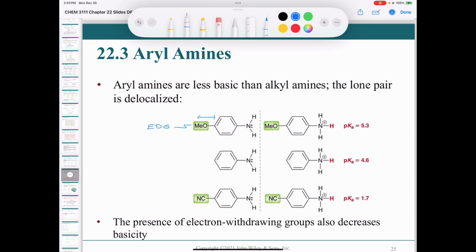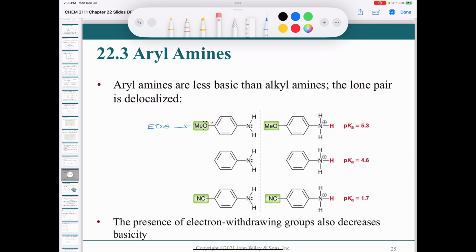And yes, there is a dipole going in that direction. However, whenever you have a competition between induction and resonance, right? If you remember from before, resonance wins out. And so this lone pair can be donated, okay? And I'm not going to draw all the resonance forms in here.